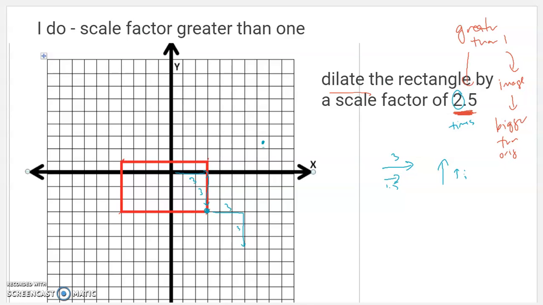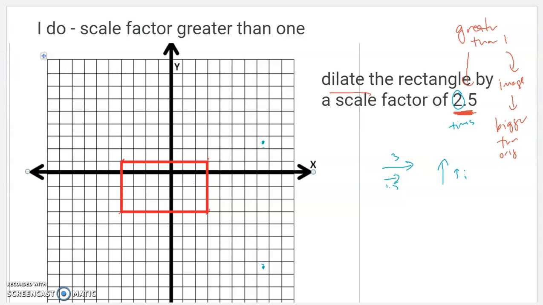2. Now half a time. So half of 3 to do half a time is 1.5. So I'm going to go over 1.5, down 1.5. And I'm going to end up right there. Right? And so the new point for the bottom right is right there. So that's what you do. You go the same directions toward the point, and you do it that many times.